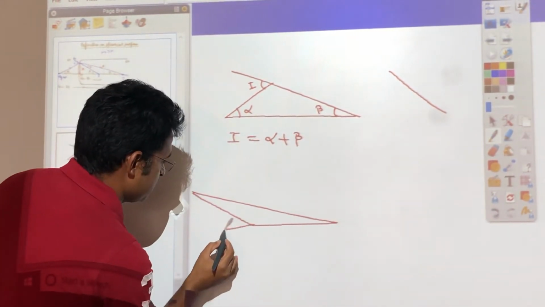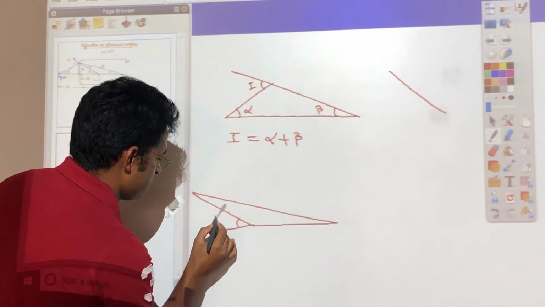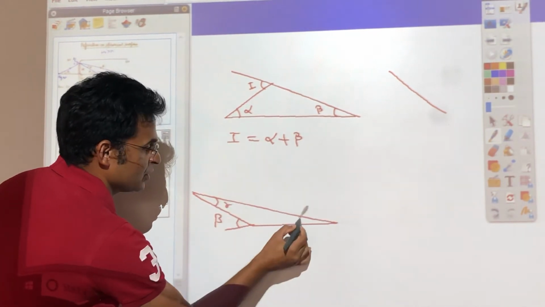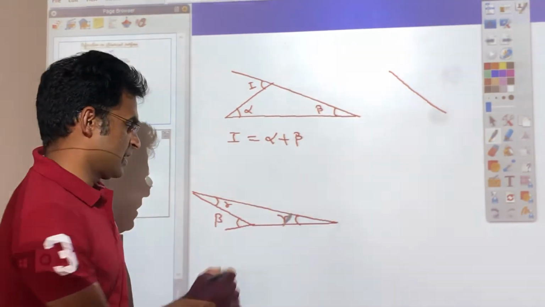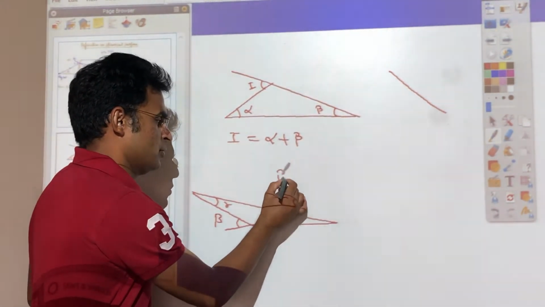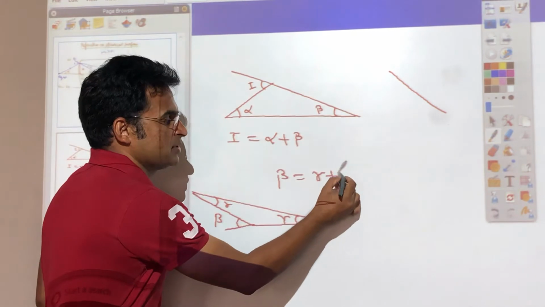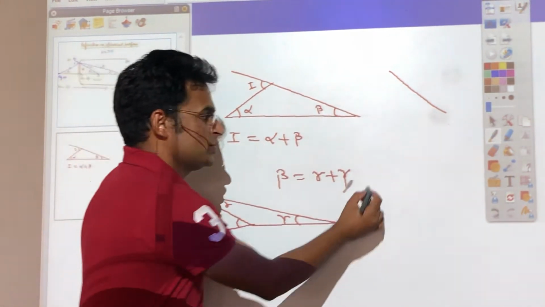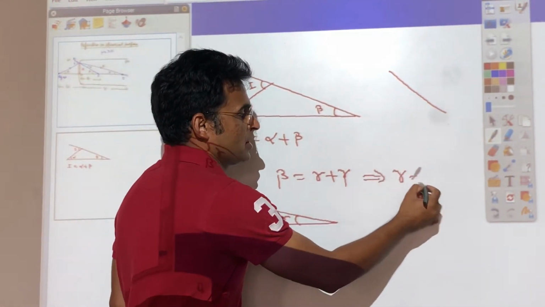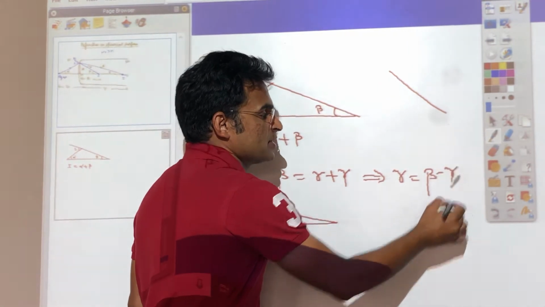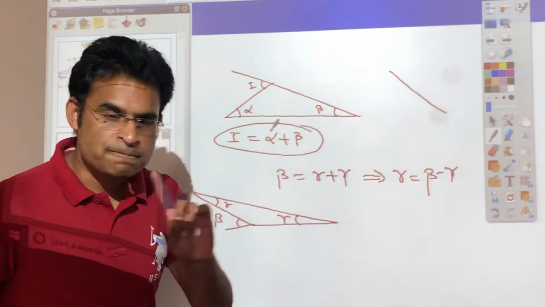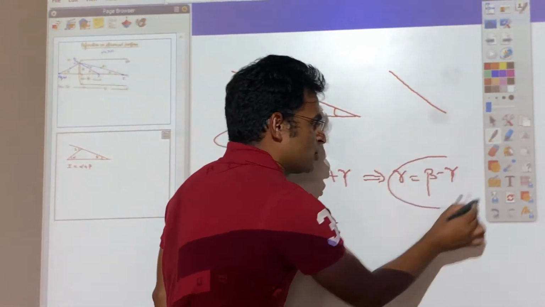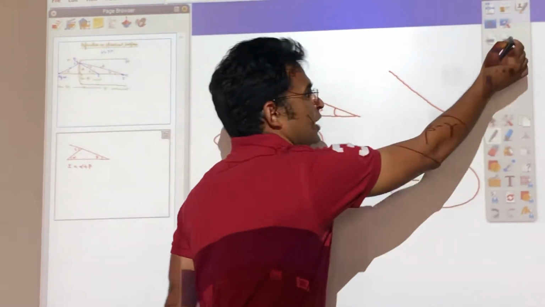This angle is beta. This one is r, and this one is gamma. So from this triangle, I can write beta is equal to r plus gamma. It means we can write r is equal to beta minus gamma. So I got i is equal to alpha plus beta, and r is equal to beta minus gamma. So we'll move on to the next phase.